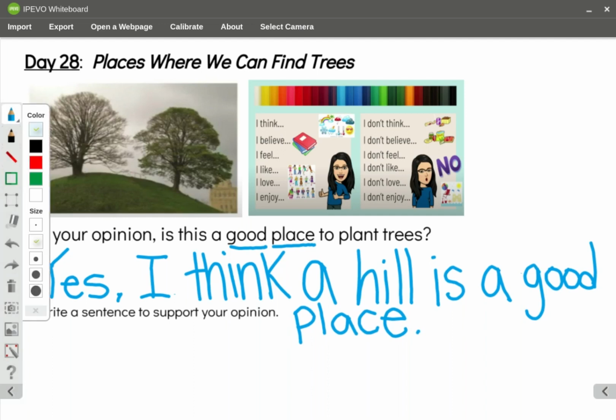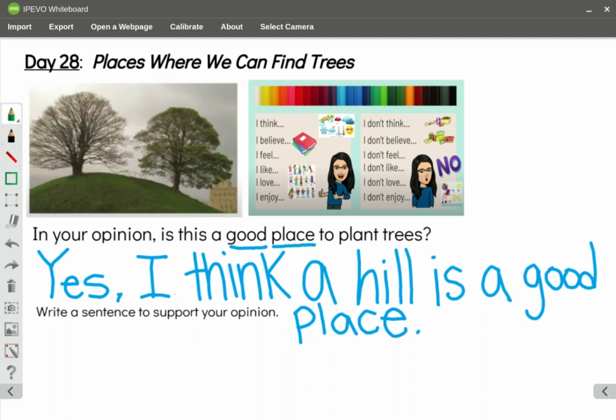I will write that sentence in green. I can think about the sentence that I'm going to write and write one word at a time. I think hill is a good place because it has water, sun, and air. That's a really long sentence. I'm going to try to make it shorter. I can say a hill has sun, water, and air. That's a much shorter sentence but it supports my opinion. So I'm going to write that one. A hill has sun, water, and air.